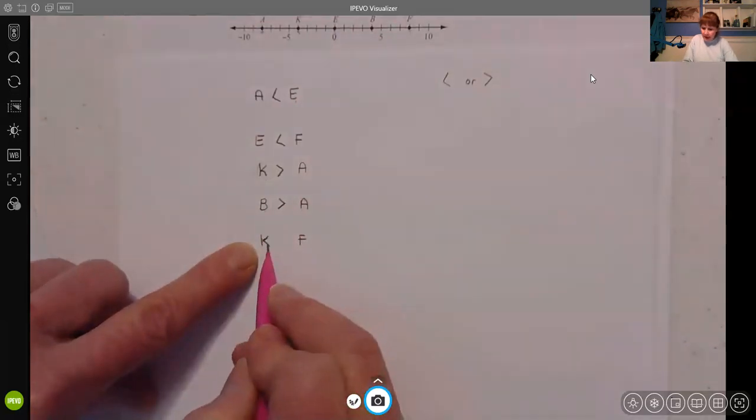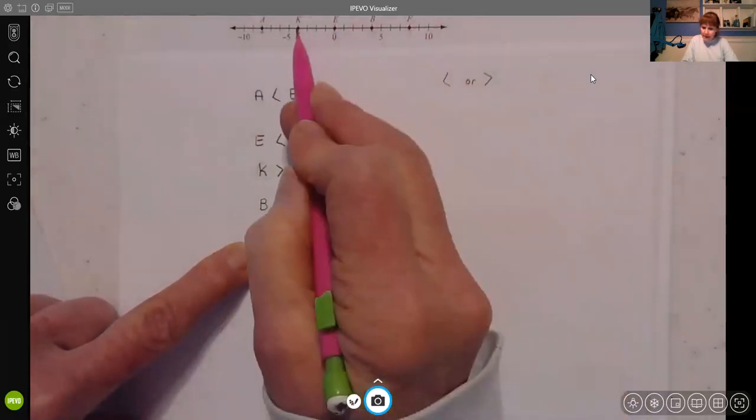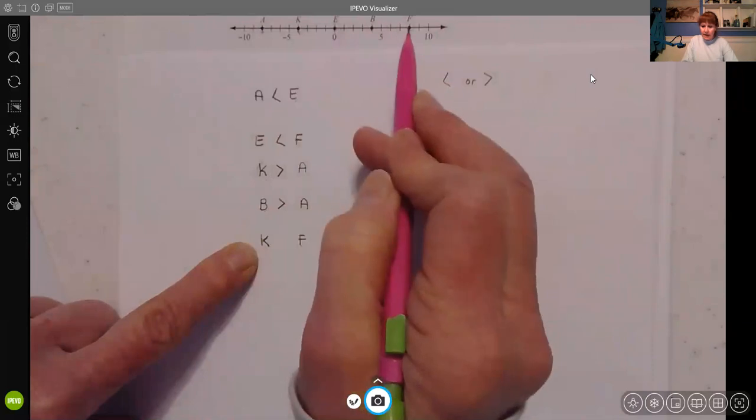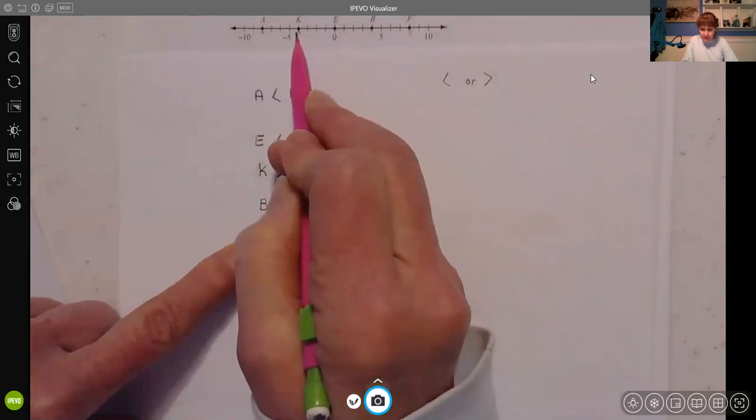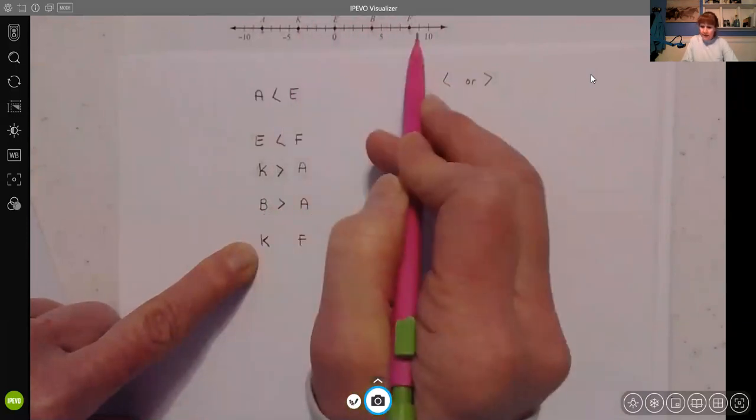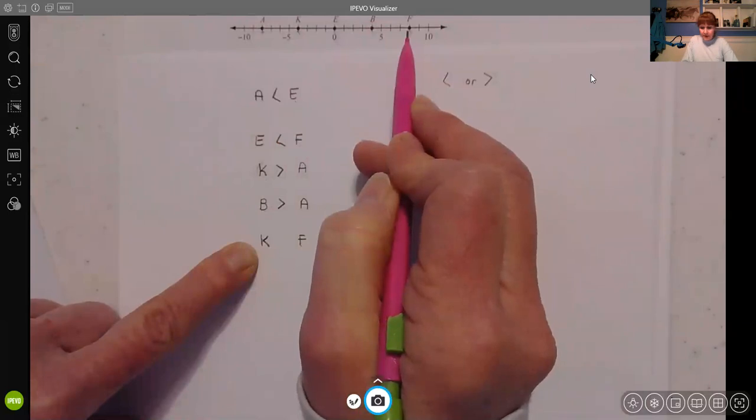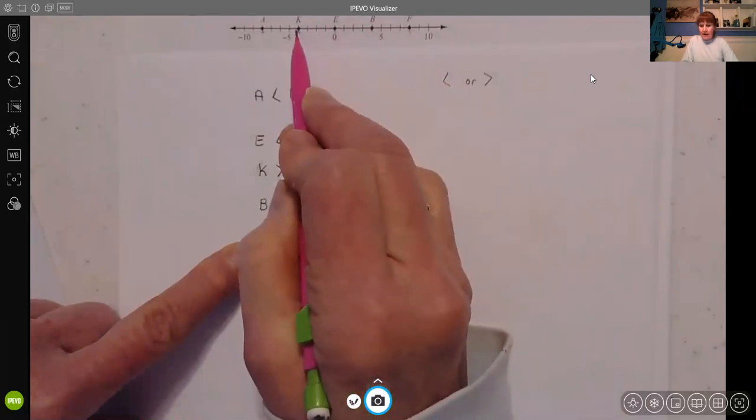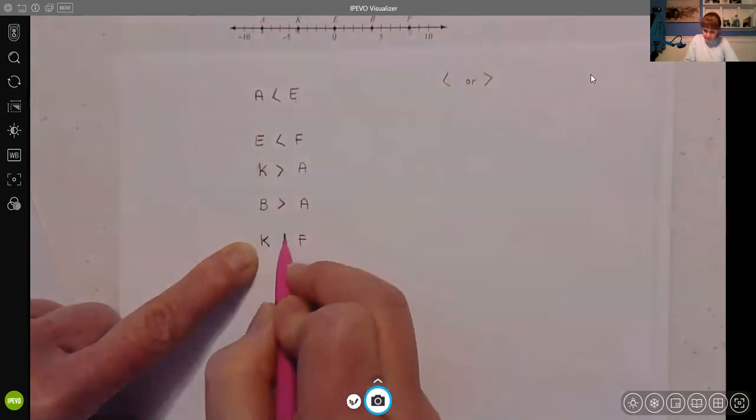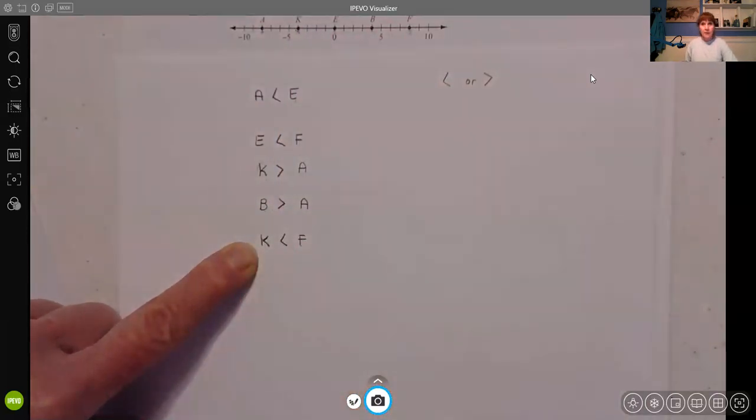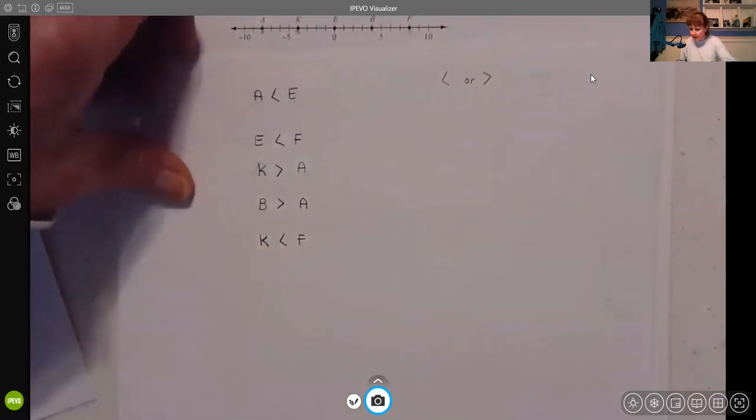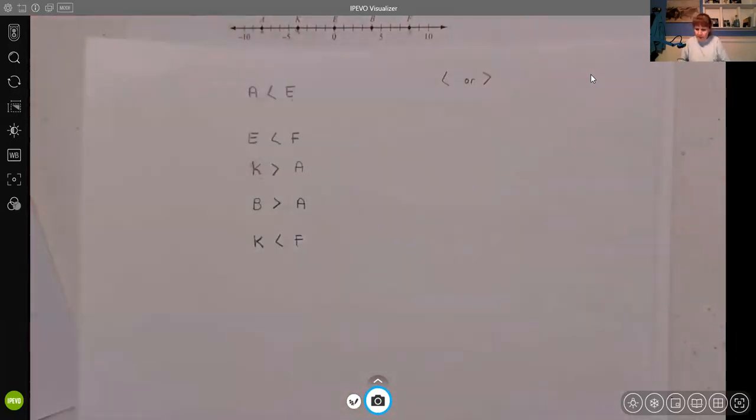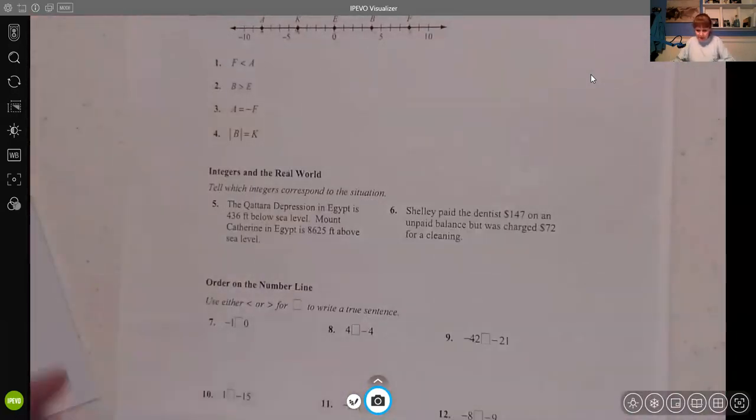Let's compare K with F. K is to the left of the F. So K is a -4 and F is a +8. So this K will be less than the F. That's how you compare those numbers. Let's look at a couple more examples before we talk about some absolute values. Here, let's do some examples.